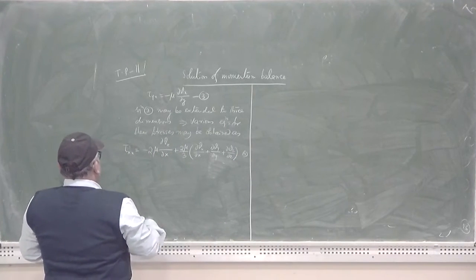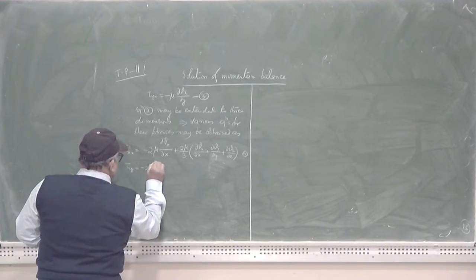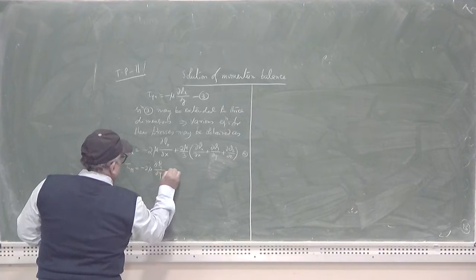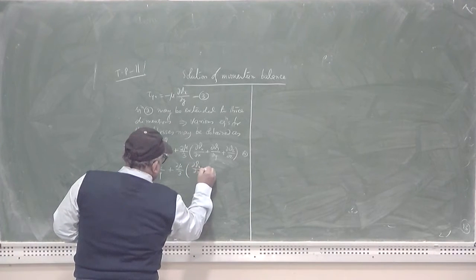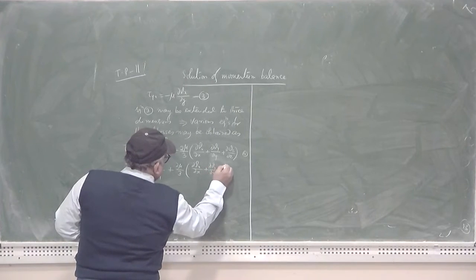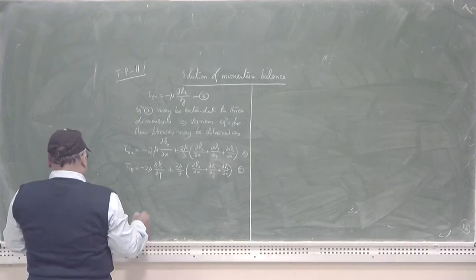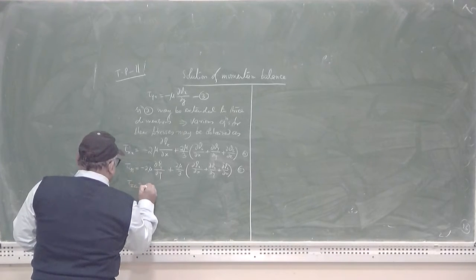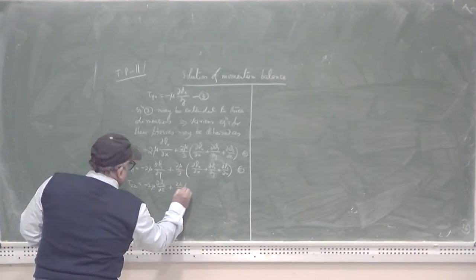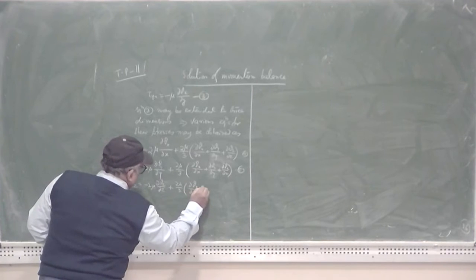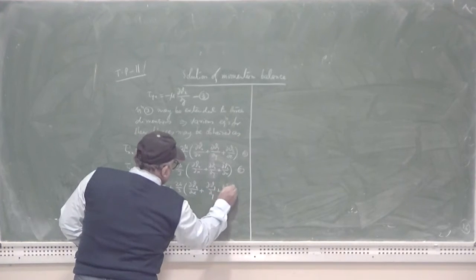Another expression, for the normal stress in the y direction, tau yy, is equal to minus 2 mu delta vy by delta y plus 2 mu by 3 times the same quantity, delta vx by delta x plus delta vy by delta y plus delta vz by delta z, equation number 5. Similarly, the normal stress along the z direction, tau zz, is equal to minus 2 mu delta vz by delta z plus 2 mu by 3 times delta vx by delta x plus delta vy by delta y plus delta vz by delta z. Let it be equation number 6.